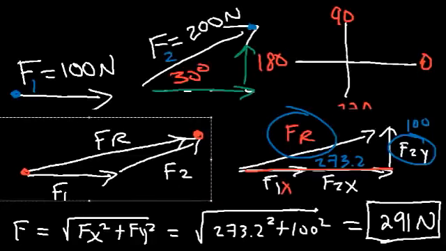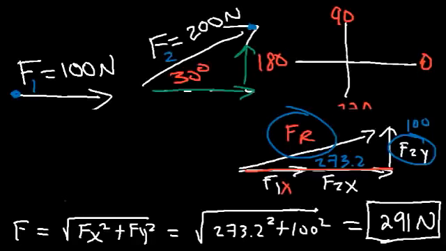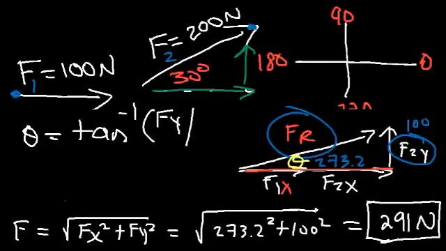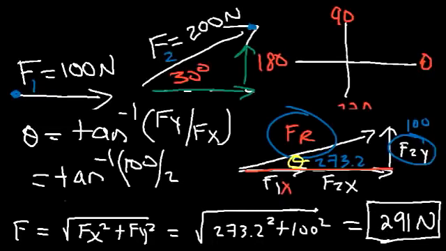Now the last thing we need to do is find the angle. So here's the angle theta. Theta is the inverse tangent of Fy divided by Fx. So it's going to be the inverse tangent of 100 divided by 273.2. And so the angle for this example is about 20.1 degrees.